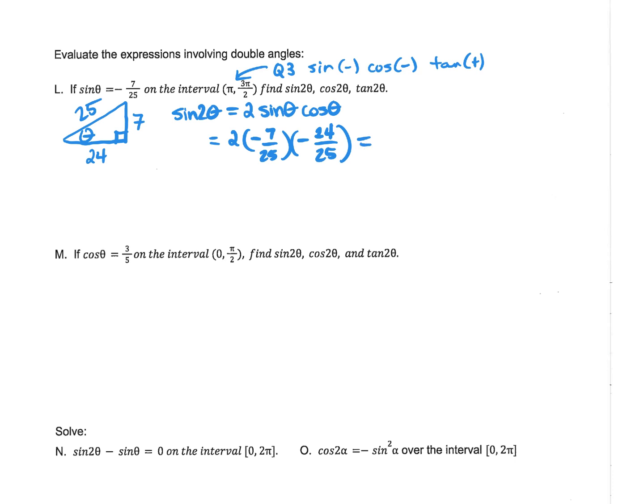Now just multiply straight across. Negative times negative is a positive. Positive 14 times 24, I believe, is 336. So this becomes 336 over 625.